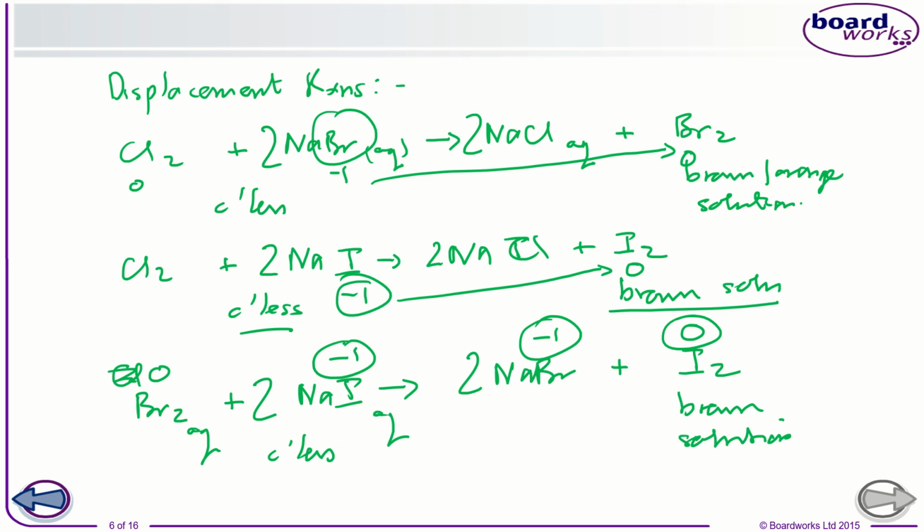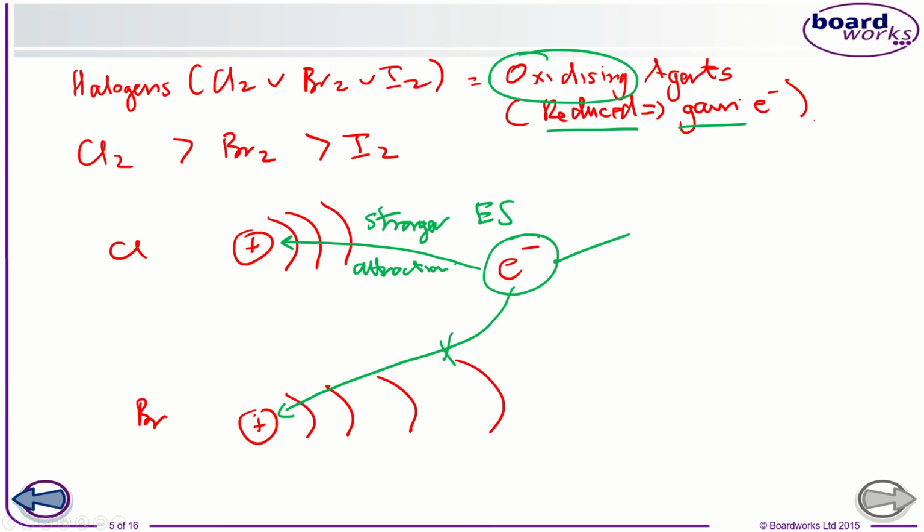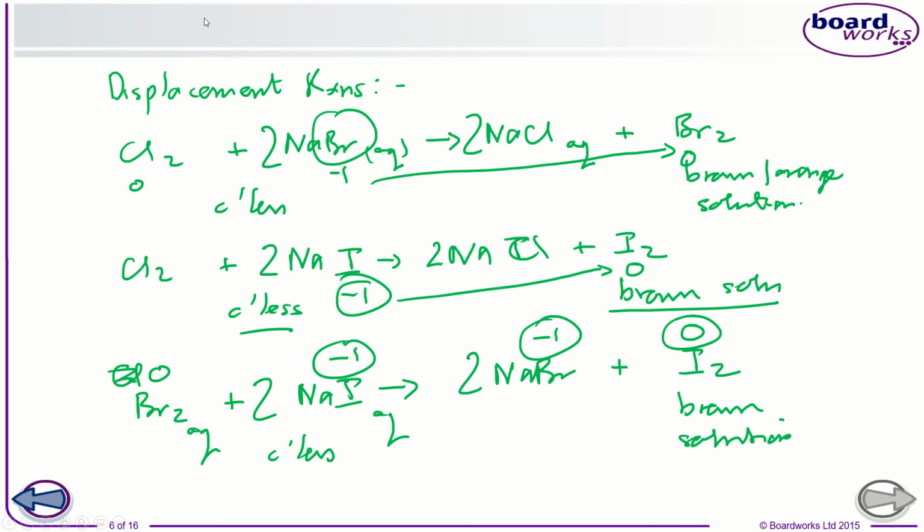And that's the chemistry that you would need to be able to use to describe and to prove that your theory from the previous page here is in fact correct. Okay guys, I hope that helps you talk about the strength of the halide ions as reducing agents and the strength of the halogens as oxidizing agents.